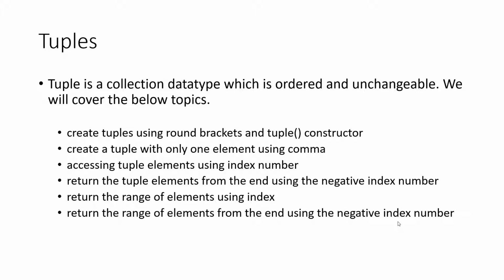How to create tuples using round brackets and also using the tuple constructor, and creating a tuple with only one element using a comma. How to access tuple elements using the index number, return the tuple elements from the end using the negative index number, return a range of elements using the index, and return a range of elements from the end using the negative index number.